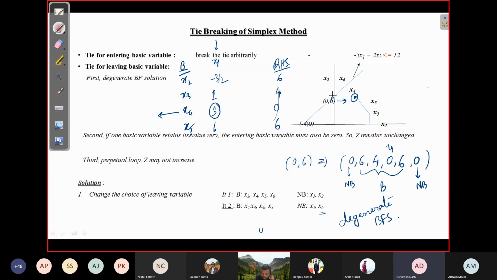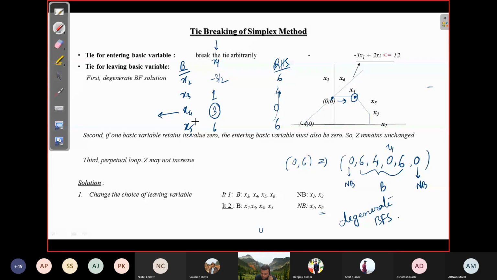So what is the solution you are getting in the next table? Same, sir, 0, 6. So that's my point. These degenerate solutions, when one of the basic variables is 0, can sometimes cause you this problem. You can get stuck in a perpetual loop. If you write a code for this simplex method to automatically do all these things, then your code will be stuck forever.